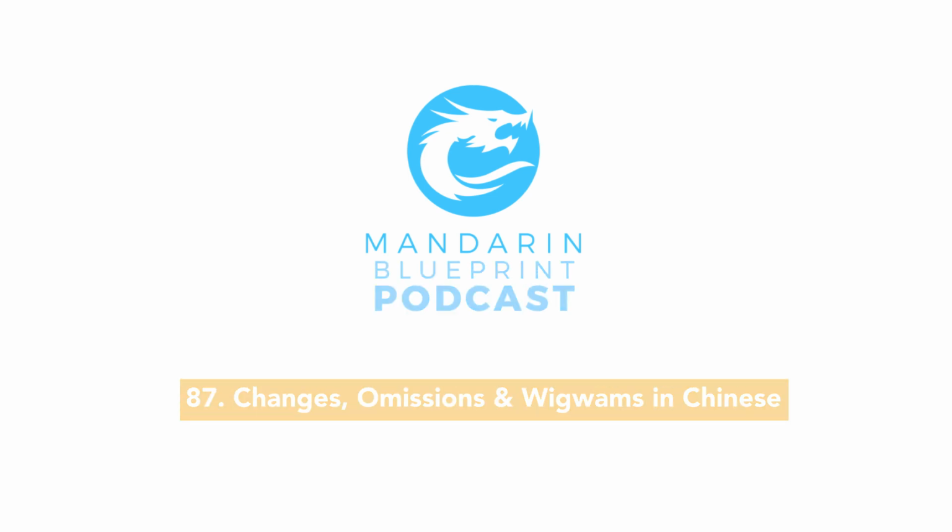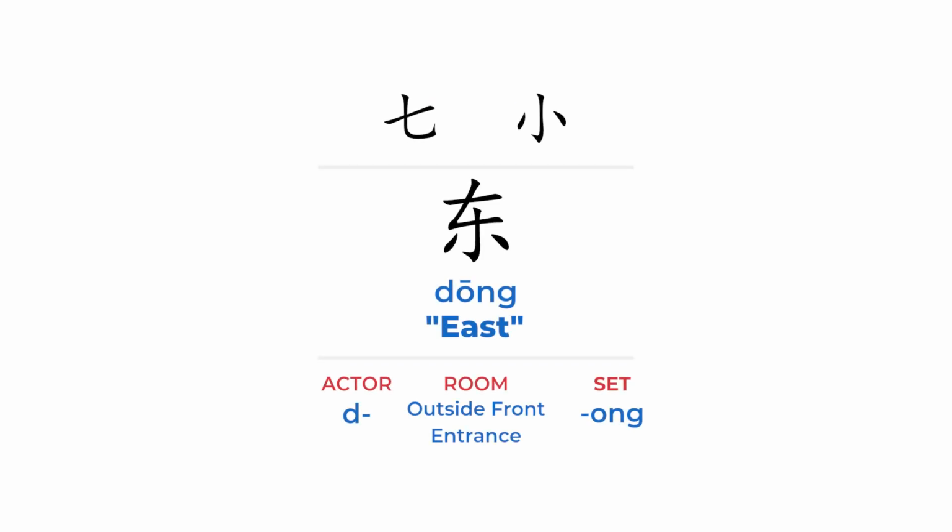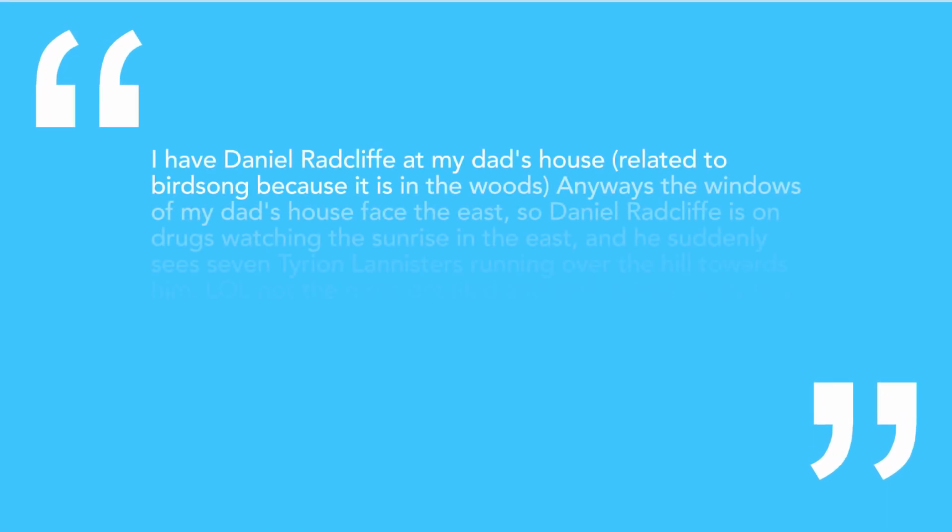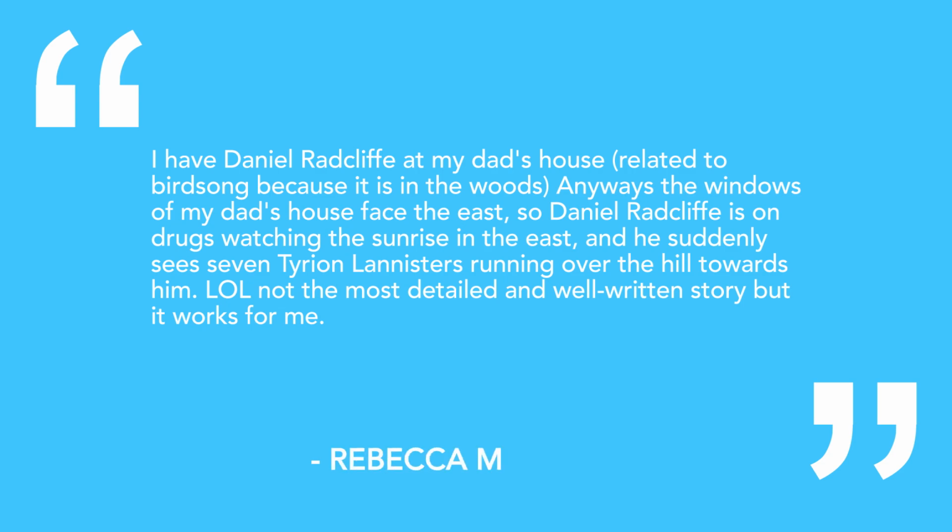Next, we have Rebecca McCarthy on Make a Movie for Dong. I have Daniel Radcliffe in my dad's house, related to birdsong because it's in the woods. Anyways, the windows of my dad's house face the east, so Daniel Radcliffe is on drugs watching the sunrise in the east, and he suddenly sees 7 Tyrion Lannisters running over the hill towards him. LOL, not the most detailed and well-written story, but it works for me.